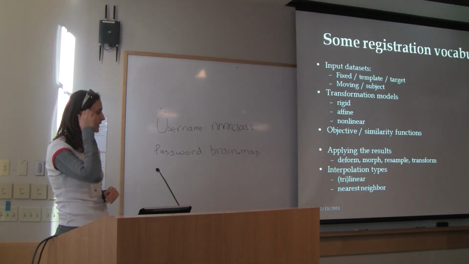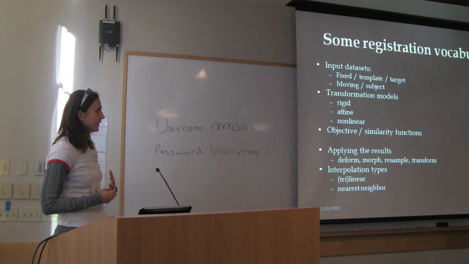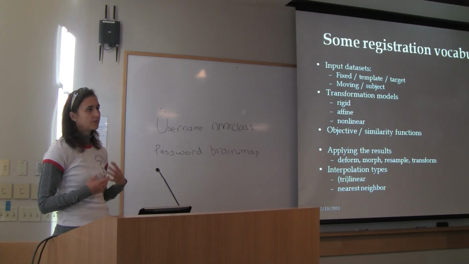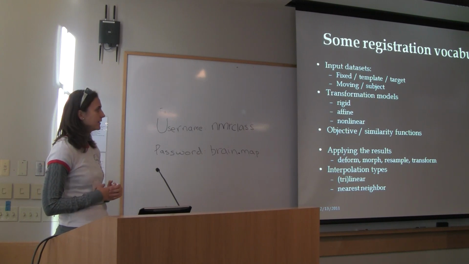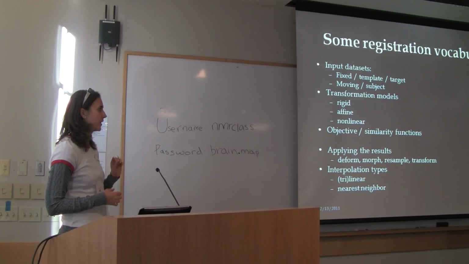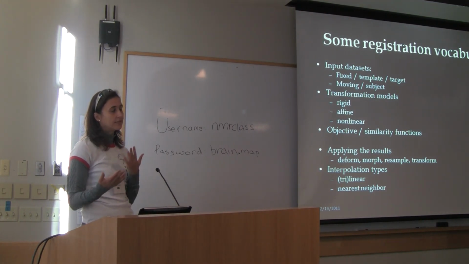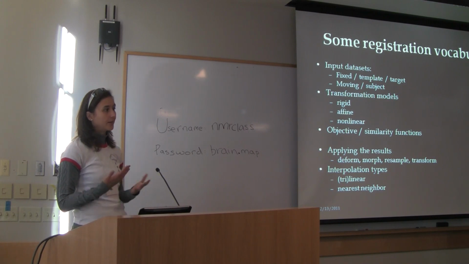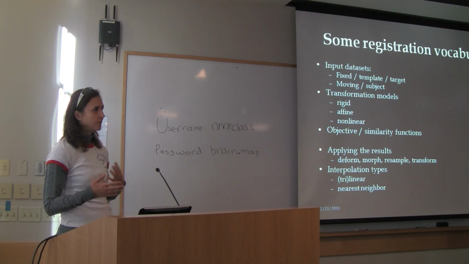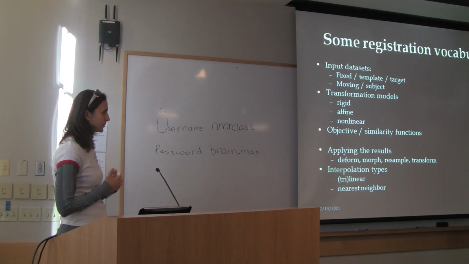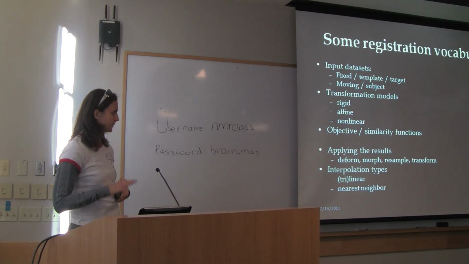Objective or similarity functions, we are not going to go into too much detail about this, but it's good to keep in mind that when we do automatic registration, it's basically an optimization problem. So there's an objective function that you need to minimize or maximize. And it's often useful to know what your similarity functions are in order to make sure that the images you are comparing are best suited by this objective function. If you're interested, please ask me. I can give you more details, but we just don't have time to go over it in this introduction.